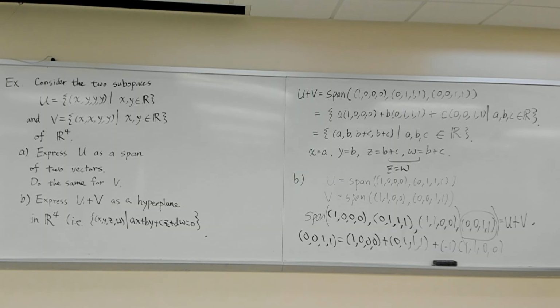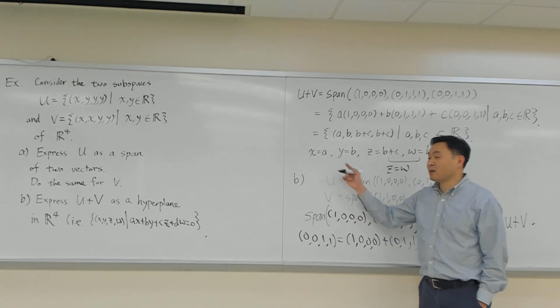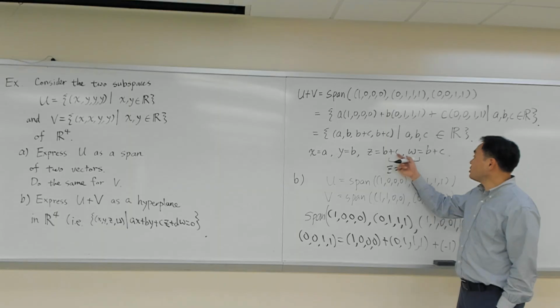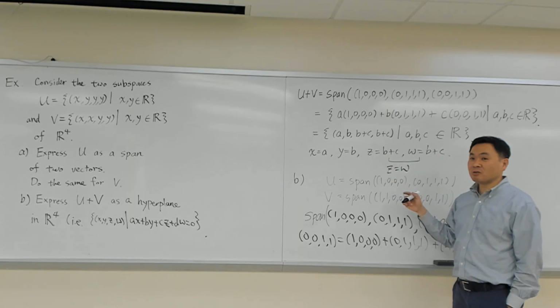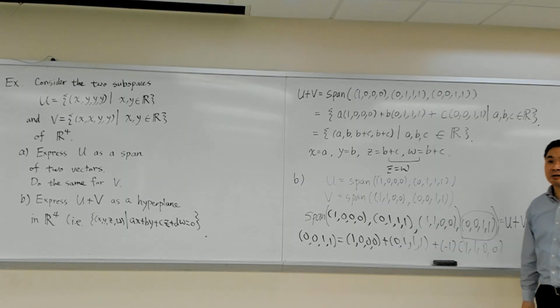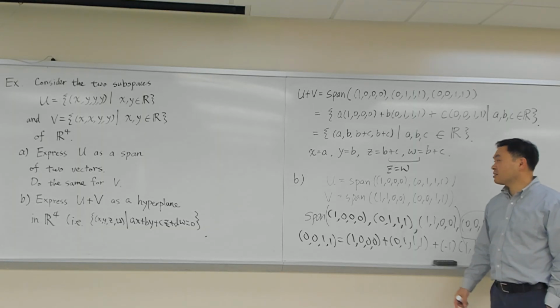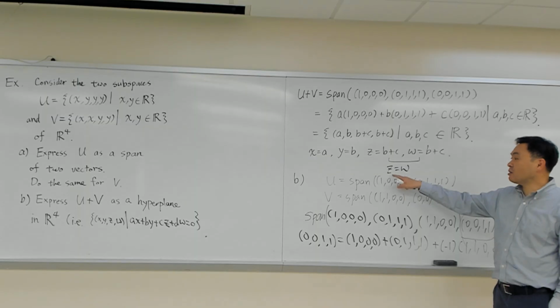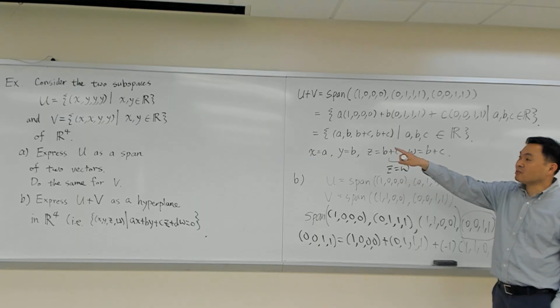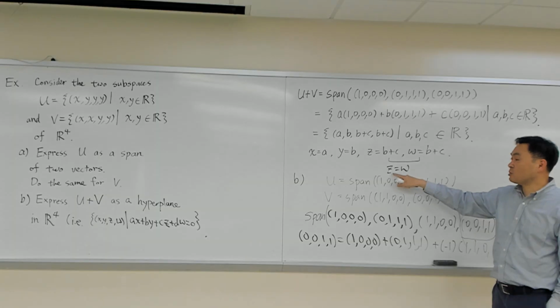But then for x and y, we can't say anything because a and b could be any number. So x and y are free to become any number. And c could be any number, so z and w, as long as they are the same, you can create this to be any number you want. Is that okay? Yeah. So, in other words, this shows that u plus v is a collection of any vector in R4 that satisfies this equation, z equal to w.